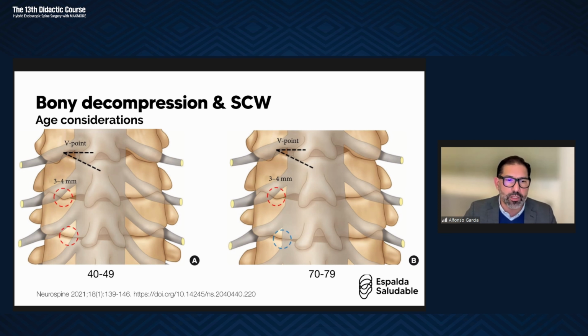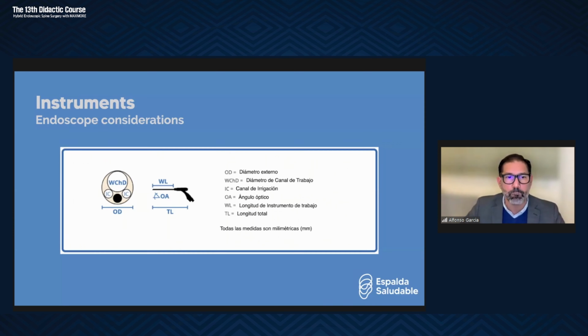In the younger patient, the V point is almost in close relationship to the lateral part of the dural sac, and in the older patient, the V point stands medial to the lateral portion of the dural sac.